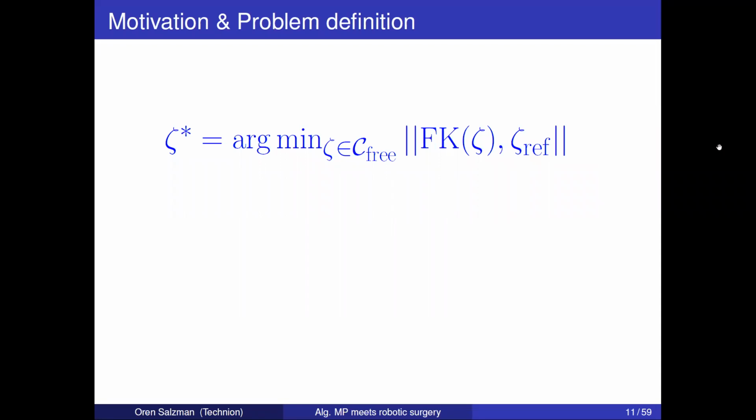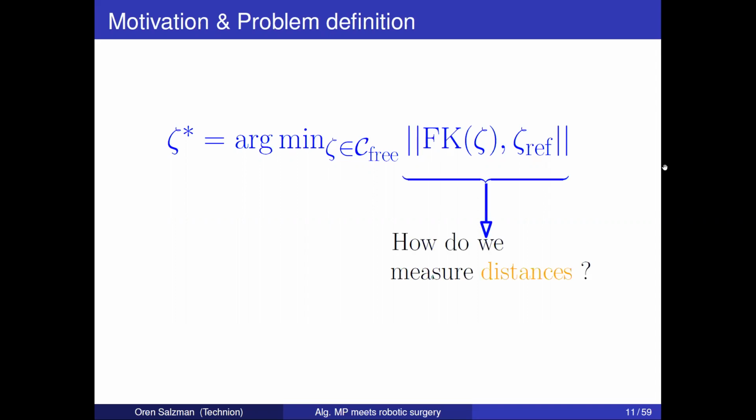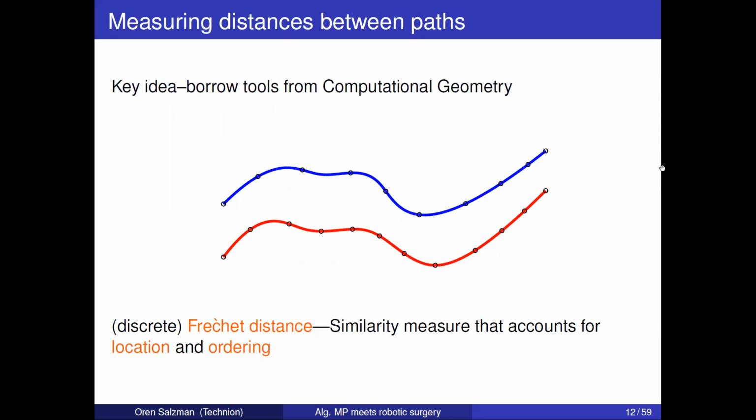And if you're still a bit confused, that's fine, because this is still ill-defined. We need to define how do we measure distances between paths. These are not points, but complete paths. And we need to give some metric here. And then we need to answer the optimization problem or the planning problem on how do we plan. So the first thing we're going to do is borrow tools from computational geometry.